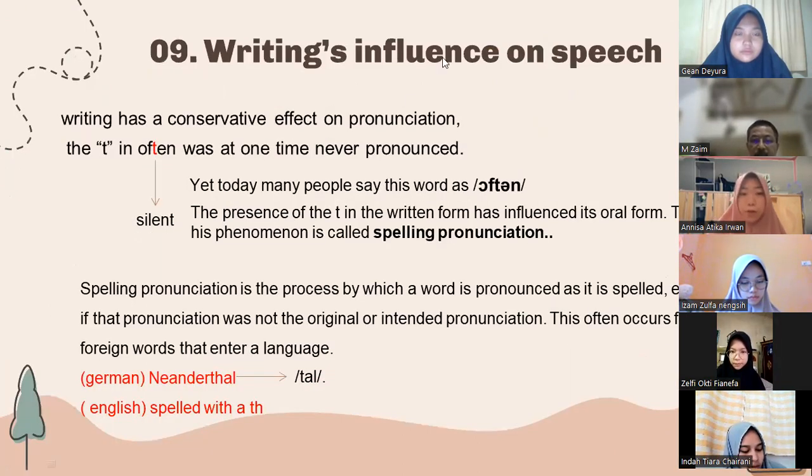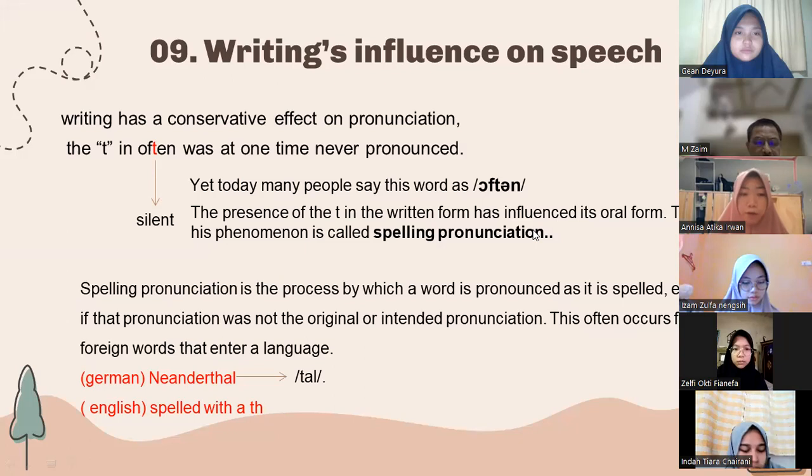All right, we come to the writing's influence on speech. Writing has a conservative effect on pronunciation. The T in often was at one time never pronounced. So the T in here is silent. Like today, many people say this word as often. This presence of the T in the writing form has influenced its oral form. Only T is a phoneme, so it's called spelling pronunciation.